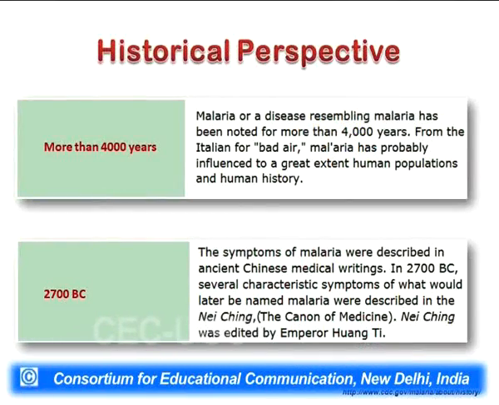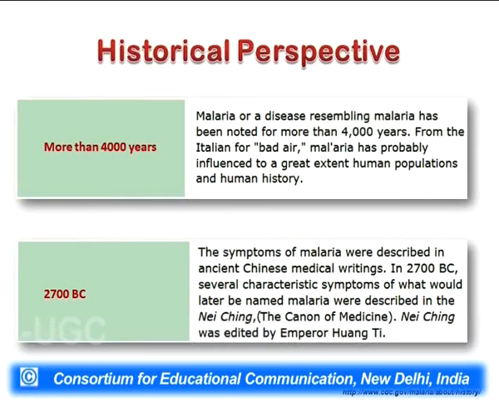Malaria is a very common disease which has affected human beings throughout the world. The parasite which causes malaria is known as the Plasmodium species. Let's start with the historical perspective, where exactly the malarial cases started off. Malaria cases have been reported 4,000 years ago, and the name malaria came from the Italian word mala aria, which means bad air.